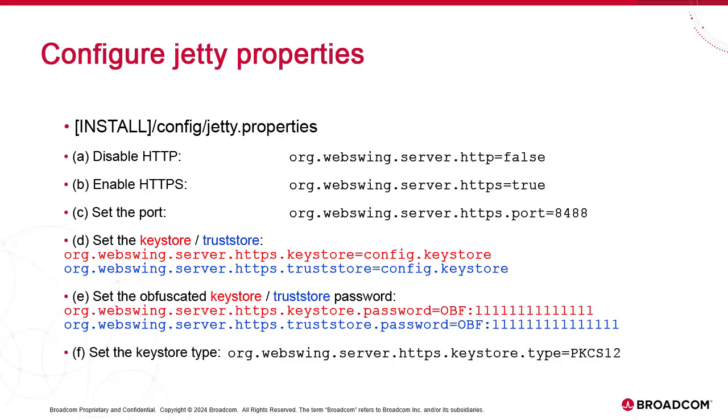We have to configure two WebSwing files and provide some information. The first is Jetty properties found under config. We disable HTTP, enable HTTPS if it isn't already done, and set the new port, which should also be done. The default is 8488, and unless you have a valid reason, there's no need to change it. Then there's a set of lines for the name of KeyStore and TrustStore, the obfuscated password, and the type. Since KeyStore and TrustStore are the same file, the same information applies.